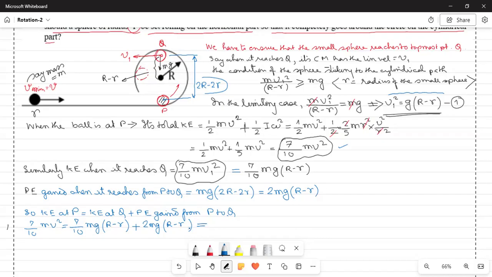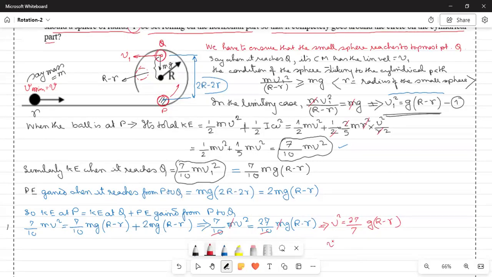From here, we get 7 by 10 mv square is equal to, here 7 by 10 plus 2 makes 27 by 10, mg capital R minus small r. So this 10 and 10 get cancelled and m gets cancelled. So v square equals 27 by 7 times g capital R minus small r.